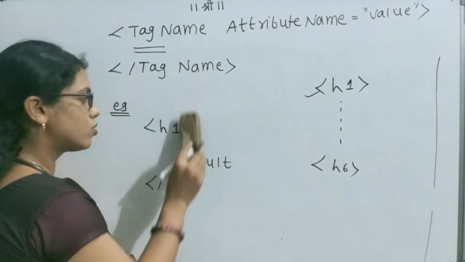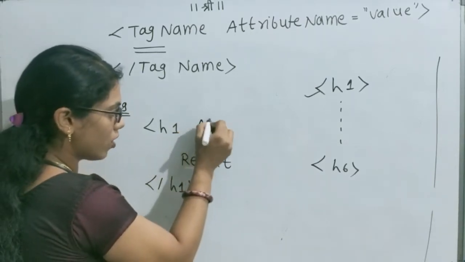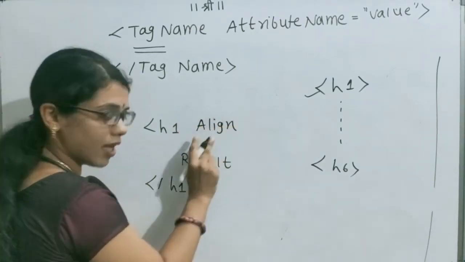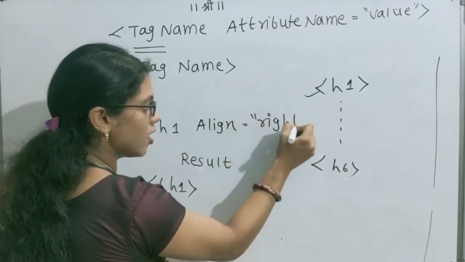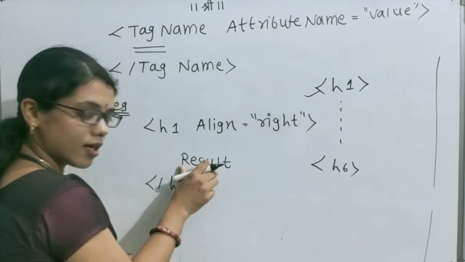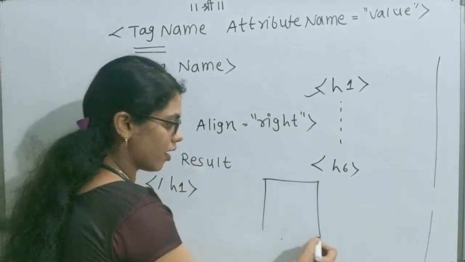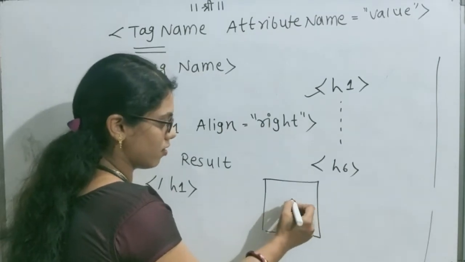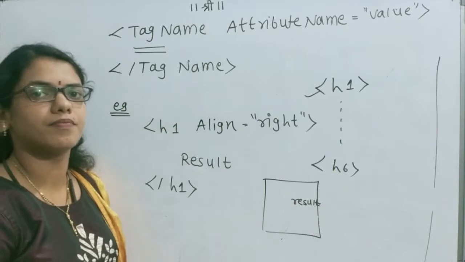But we have to display that result heading at the right side. So we are changing its alignment. Here we are using one more attribute, that is the align attribute, and the value to that align attribute is right. So the result text is displayed in the website at the right side. Getting?